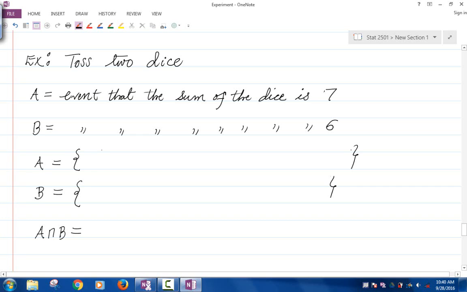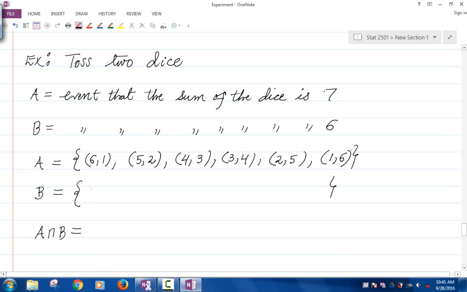So A is getting a sum of 7, right? So you can get it by either getting a 6, 1, 5, 2, 4, 3, right? 3, 4. We can get 2, 5, and 1, 6. Right? And how about B? Is the event that we get a sum of 6.